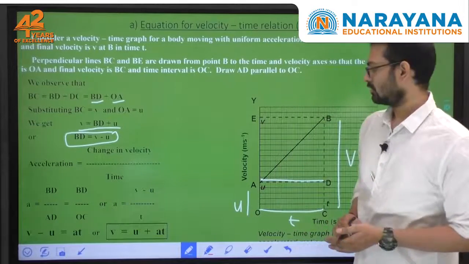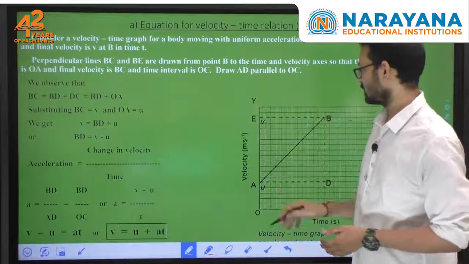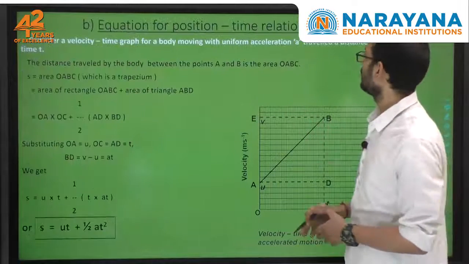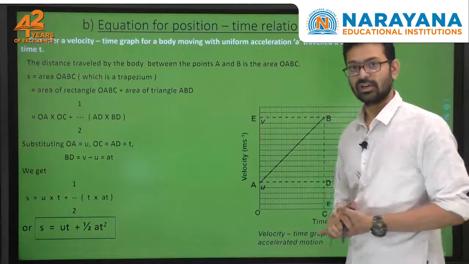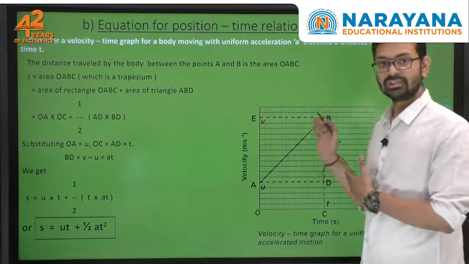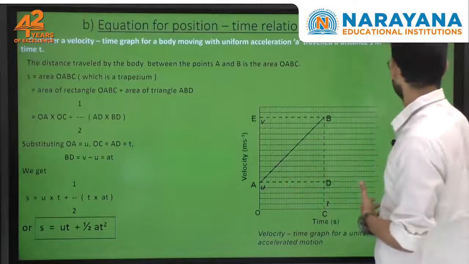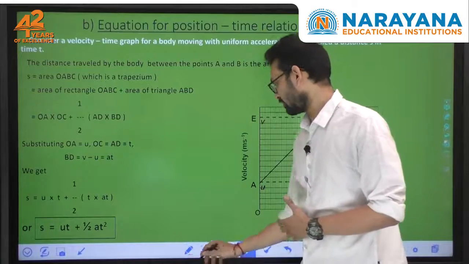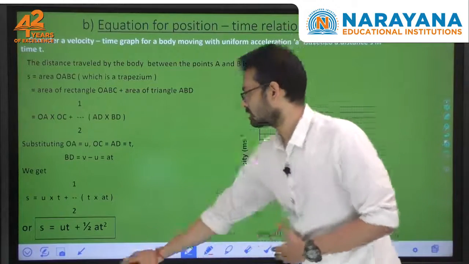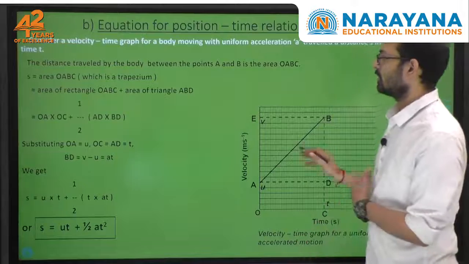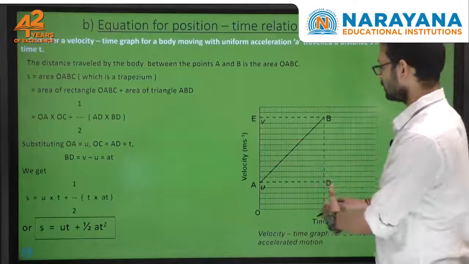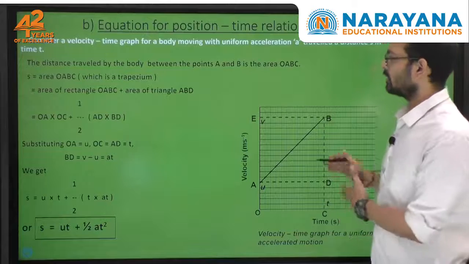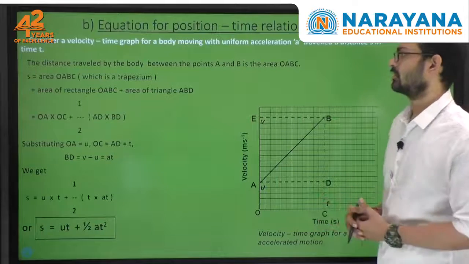Now let us get into the next relation. The next relation is s equals ut plus half at square. We will try to find this out by the graph method again. In this method, you take the area of a trapezium, because the area under the velocity-time graph gives you distance. So let us bring out that equation from this concept.